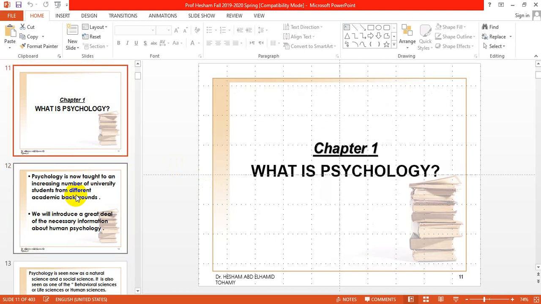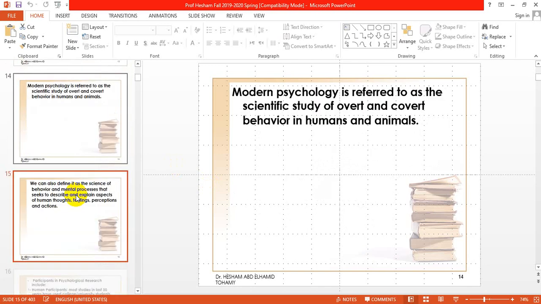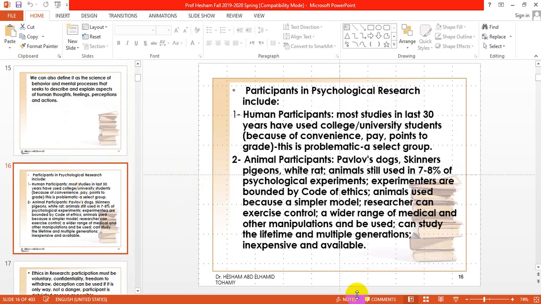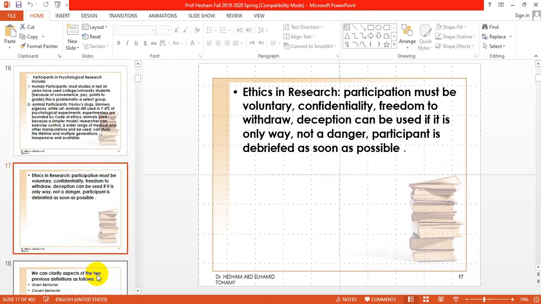In chapter 1, while we are defining psychology or answering the question of what is psychology, already we have talked about some ethics in psychological research. And as we said before, ethics in psychological research include many rules, many codes, such as ethical codes. They are referred to as ethical codes or ethics. Some of these ethics, like participation, must be voluntary. You are free to share or not. You are free to participate or not.